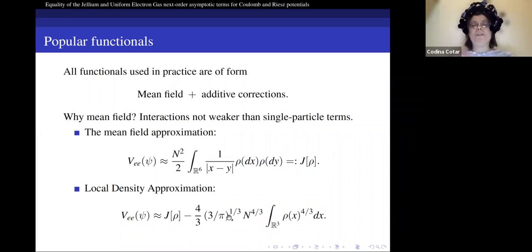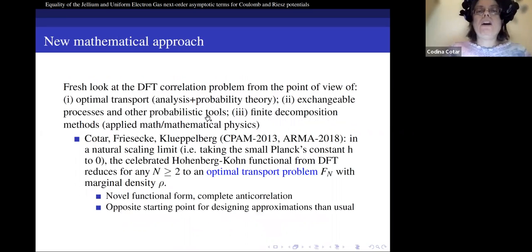What I'm going to try and do is justify these first two terms, and then I will connect to the Jellium problem, and I will also connect to the Coulomb and Riesz gases problems. Okay, so the way this started for me: I was very interested in physics applications, and when I was in Munich, I started discussing with Gerhard Friesecke, and then it turned out we could use optimal transport to say something more about the Hohenberg-Kohn functional.